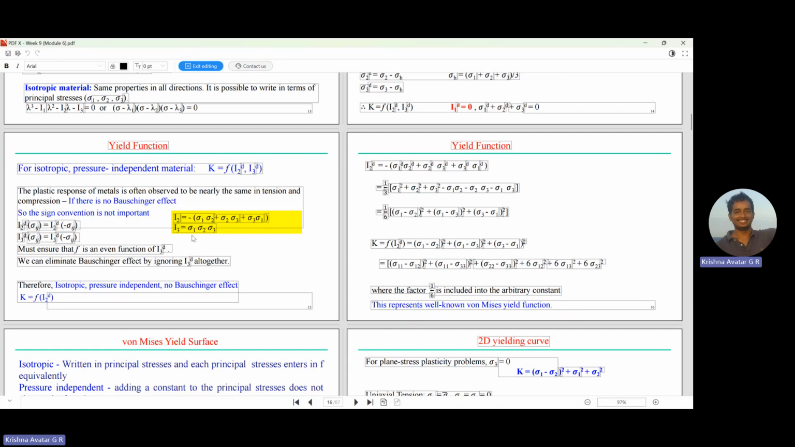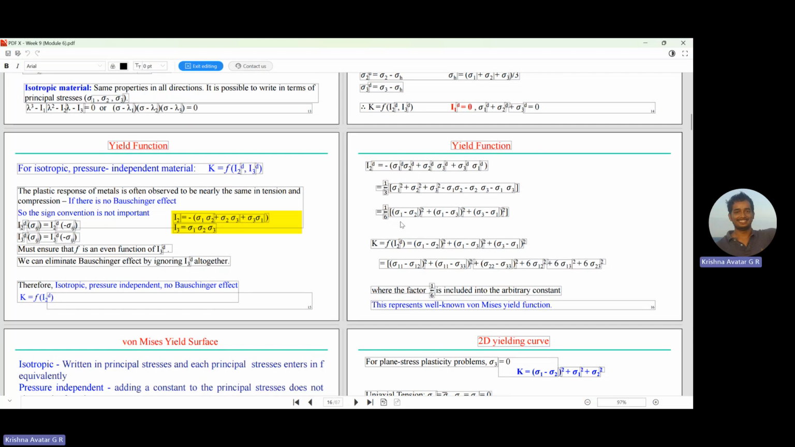However, the third invariant is actually affected by the change in signs. So while trying to devise the yield function, we must ensure that f is an even function of I3D. So we can eliminate this Bauschinger effect by ignoring I3D altogether. Therefore, for isotropic, pressure independent material with no Bauschinger effect, this becomes much simpler. In this case, the yield function is just a function of the second invariant of the deviatoric stress component, right? And this is how we write it.